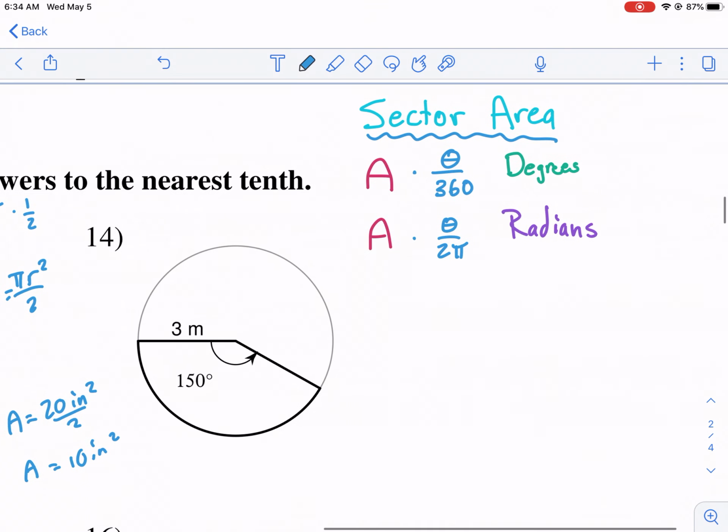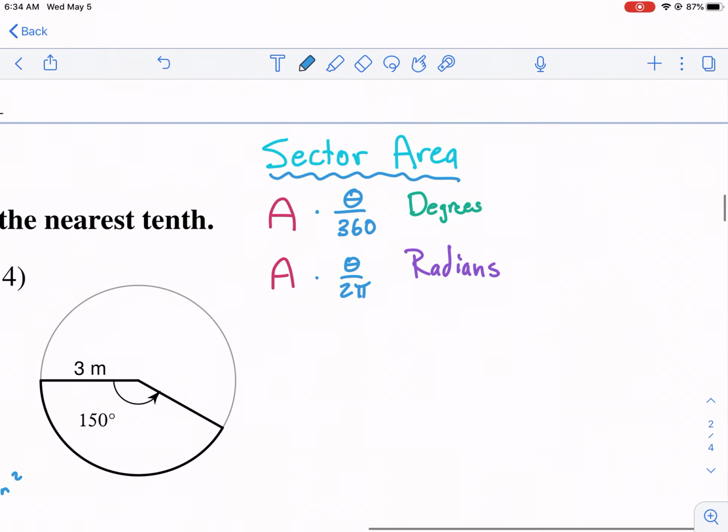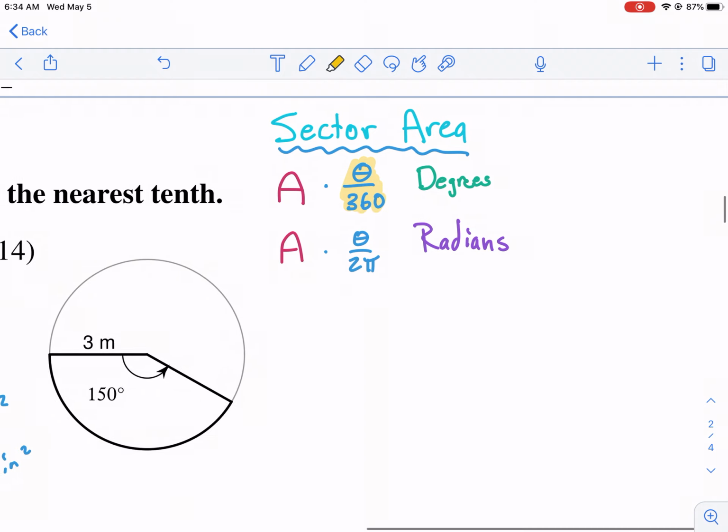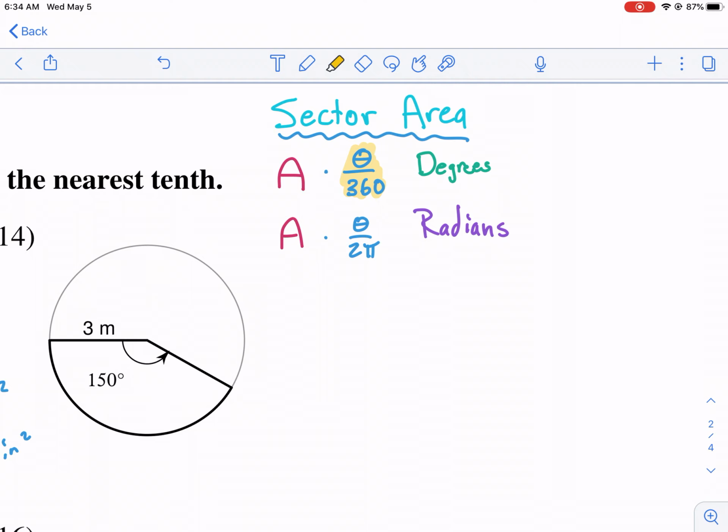Now, let's go over here to our formulas. Here we see that area times our portion of the circle. This is what I talked about earlier. Same deal with arc length. We take the portion of the circle, but instead of multiplying by the circumference, we're multiplying by area. When we're dealing with radians, we're going to divide by 2 pi because there's 2 pi radians in a full circle. And then we multiply by the area, which is pi r squared.